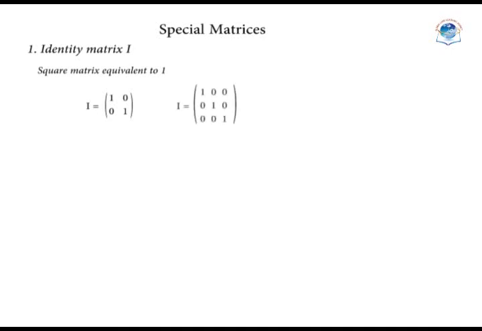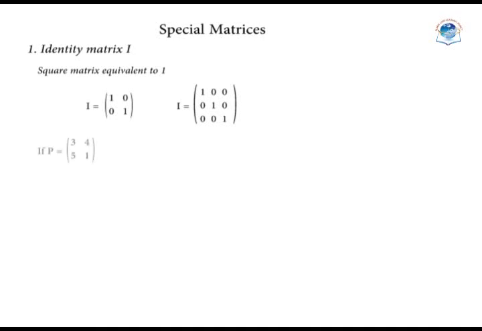Next, special matrices. We start with the identity matrix. An identity matrix is a square matrix which is equal to 1, and so when multiplied by another matrix, it doesn't change the latter. It is denoted by capital I. For a 2 by 2 matrix, I is equal to 1, 0, 0, 1, and for a 3 by 3 matrix, I is equal to 1, 0, 0, 0, 1, 0, 0, 0, 1.